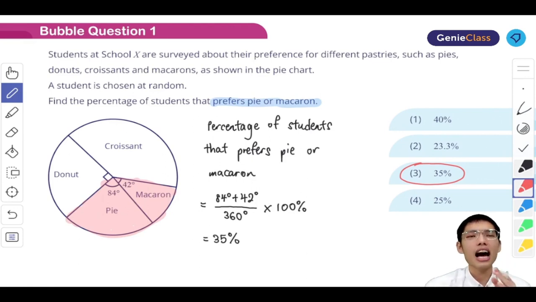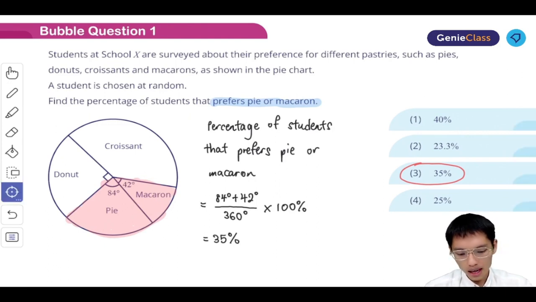You will see later how we analyze the data of a specific statistical diagram, which you will see almost at the end of the lesson. I do not wish to go too much into that. Okay, now you realize, back to this question, statistical diagram with percentage. What is another way they can test you?